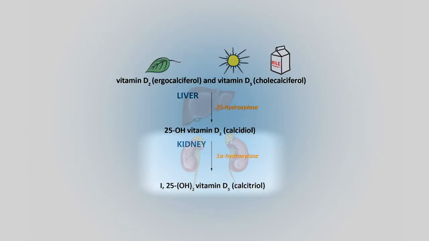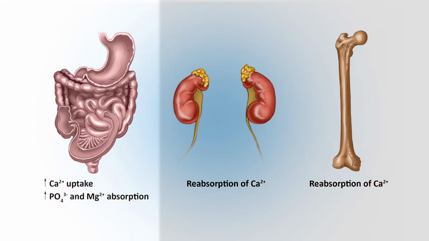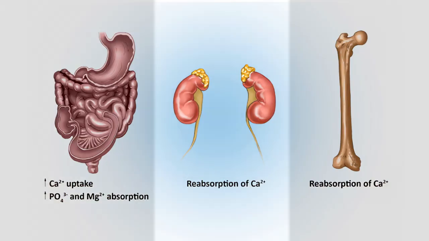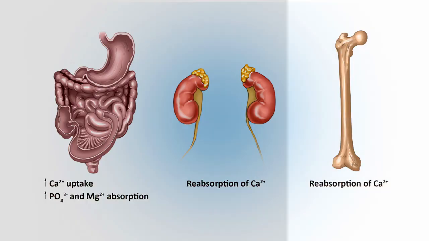So now that we know the different names of vitamin D, what does it all do? Well, vitamin D increases calcium uptake in the intestine by increasing the expression of calcium-binding protein. Now, it also works in the intestine to increase the absorption of things like phosphate and magnesium. It's also going to stimulate the parathyroid hormone-dependent reabsorption of calcium in the distal tubules of the kidney as well. And it stimulates bone resorption when necessary along with PTH.